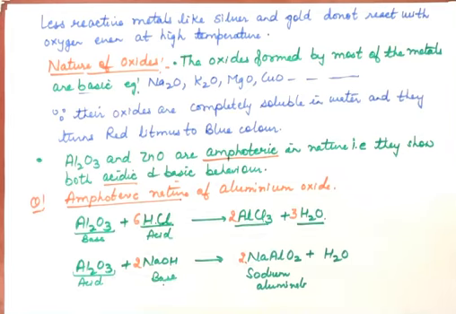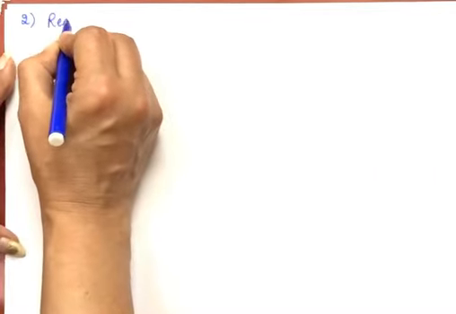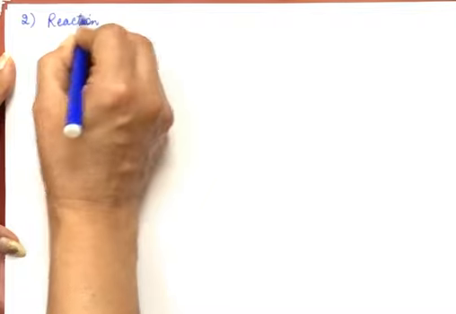So this is about the first property that we have done, reaction of the metals with the air or with oxygen. Now we're coming to the second chemical property of metals, and this chemical property of metals is reaction of metals with water.